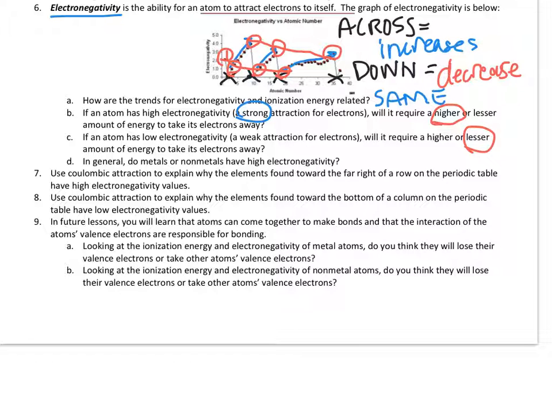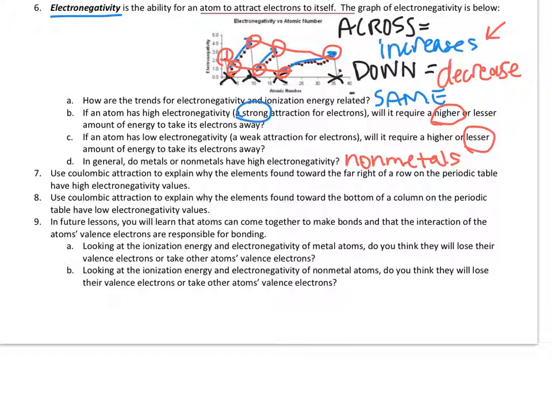Okay, you should have said, again, non-metal atoms. They have the highest electronegativity, okay? Because we know from the trend that it increases going across. And we're going to talk about Coulombic attraction in number 7. It says, use Coulombic attraction to explain why the elements found towards the far right, those are our nonmetals, on the periodic table have high electronegativity values.